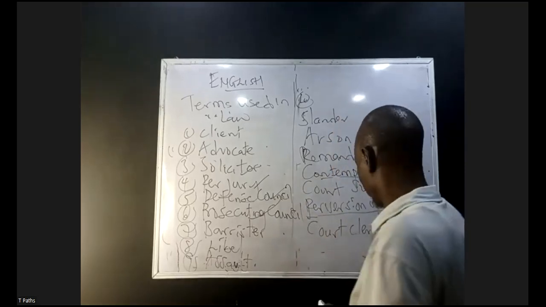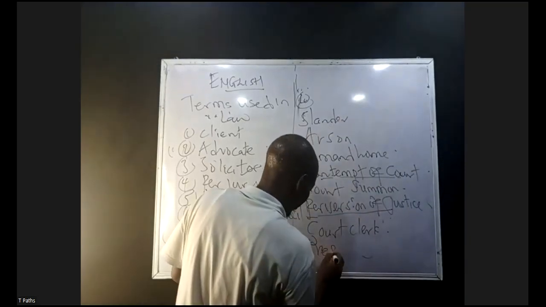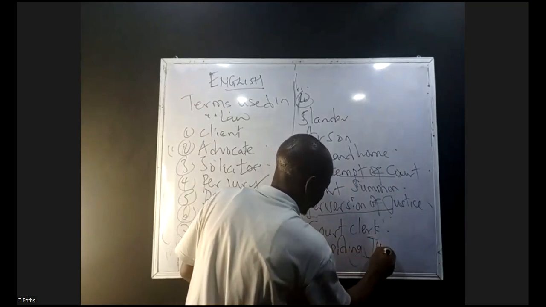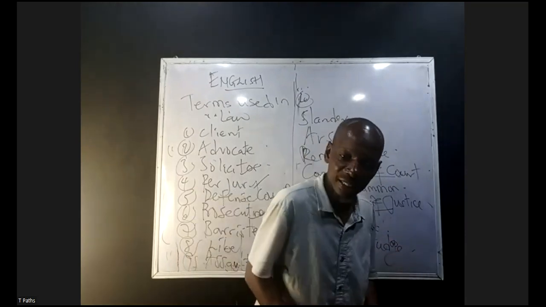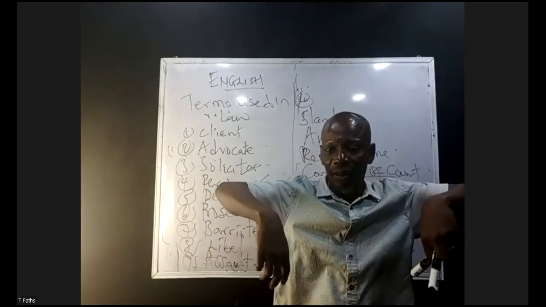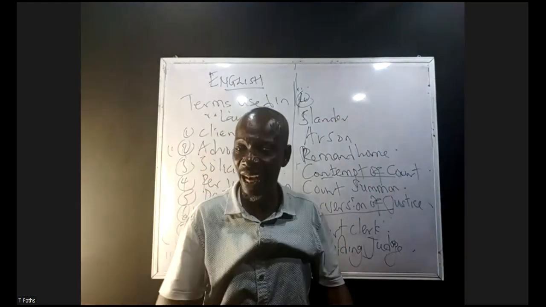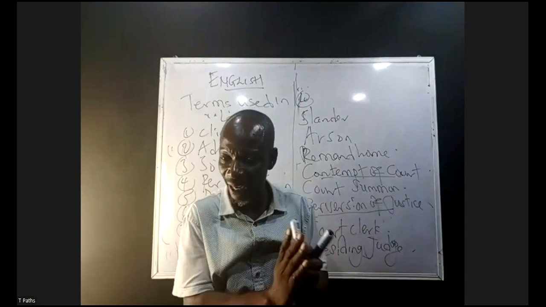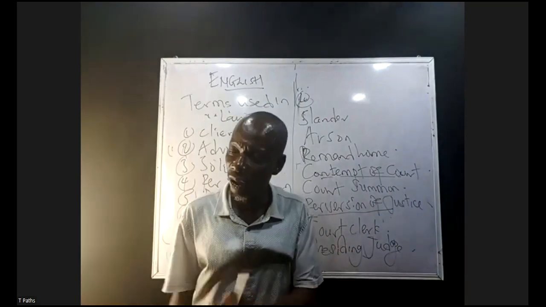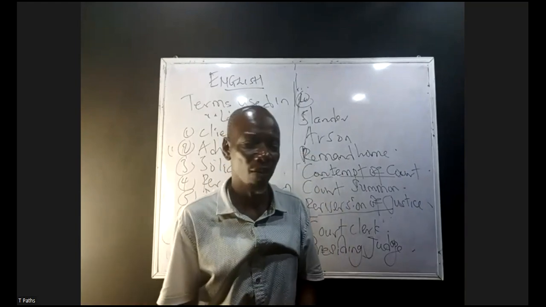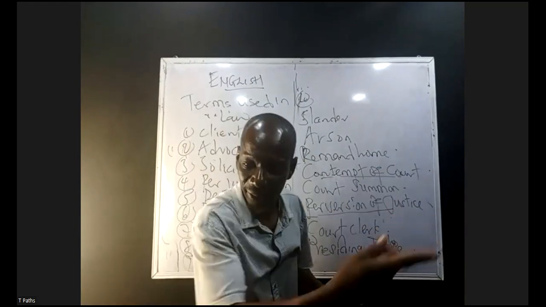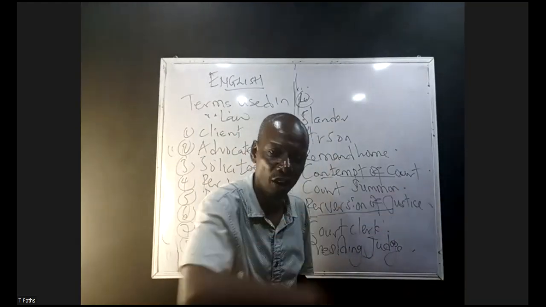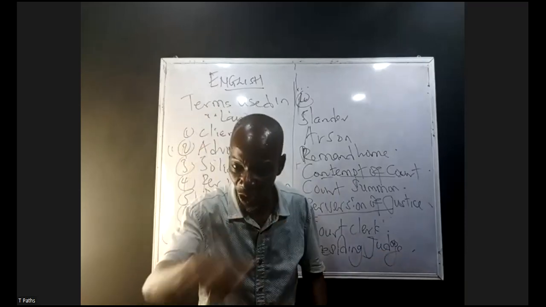And we have a presiding judge. The presiding judge is the judge that presides over the affairs of the court. He has the final say. Whatever he says is what? Final. It is quite irrevocable, except you go for what? You seek a court of appeal. Now, when we talk about a presiding judge, the word preside over means he has authority and jurisdiction over the affairs of the court.